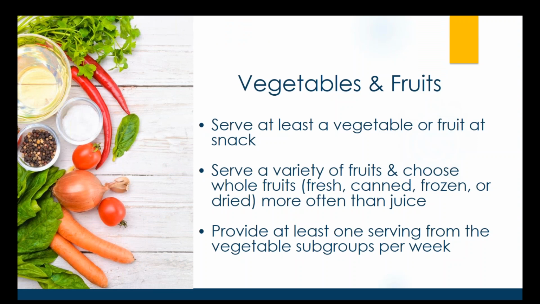As we previously discussed, most Americans do not consume enough vegetables and fruits. Therefore, the best practices around fruits and vegetables promote increasing the total amount of vegetables and fruits served in both child and adult care settings. More specifically, CACFP operators are encouraged to serve at least a vegetable or fruit at snack, serve a variety of fruits and choose whole fruits such as those that are fresh, canned, frozen, or dried more often than juice, and provide at least one serving of each of dark green vegetables, red and orange vegetables, beans and peas or legumes, starchy vegetables, and other vegetables once per week.